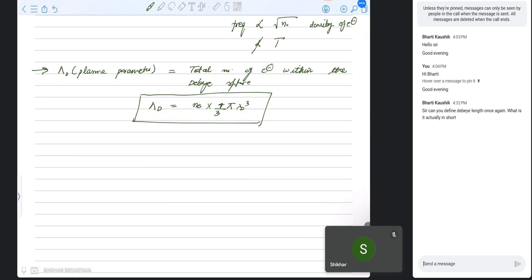Sorry, I missed the question. What is the question? What is the Debye length? What is it actually, in short? Okay.